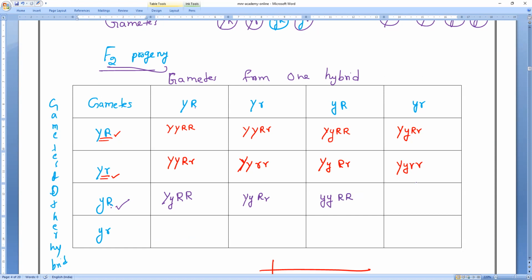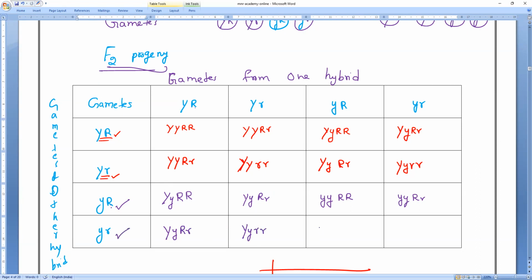Next, small y, capital R, small r. Okay, that's all. Last one, small y, capital Y. So what will happen? Capital Y, small y, capital R, small r. Next, capital Y, small y, and both small r, small r. Last one.